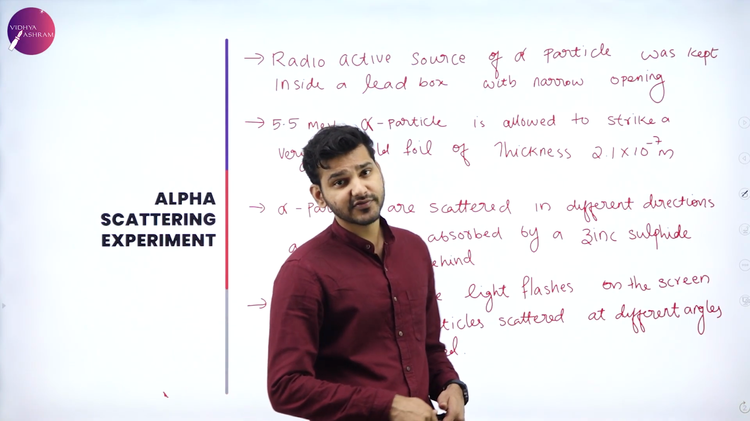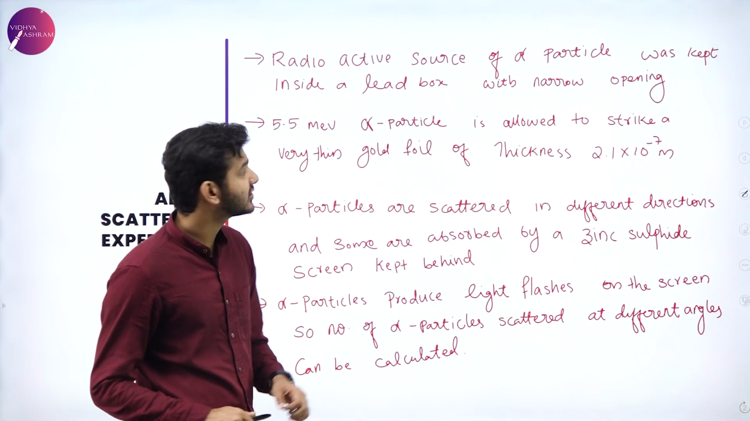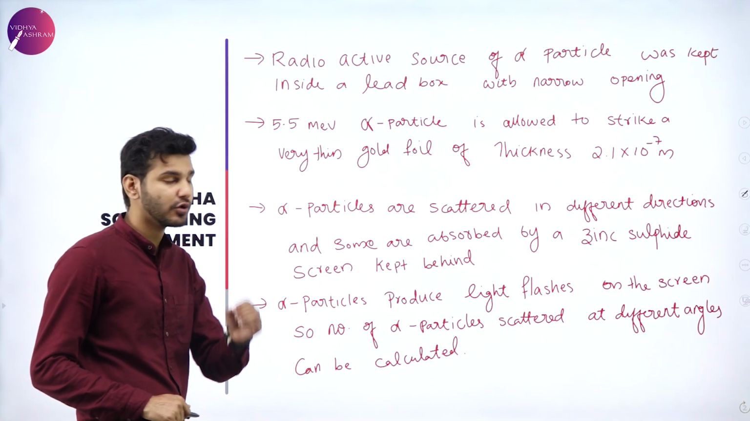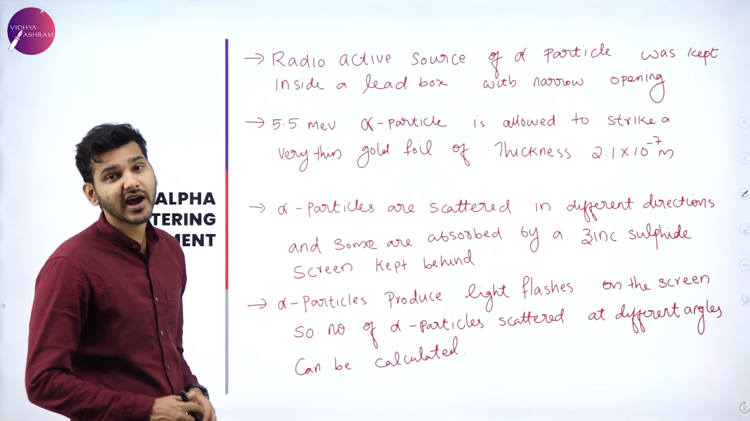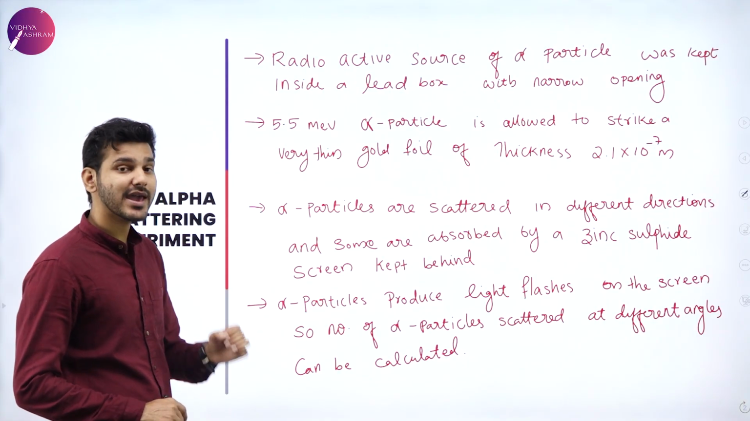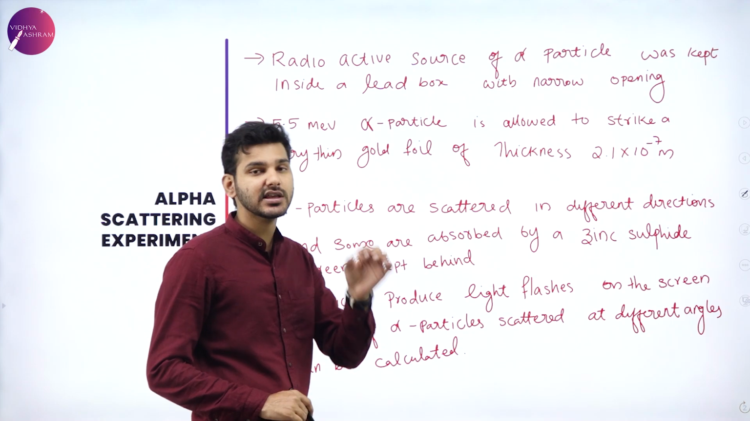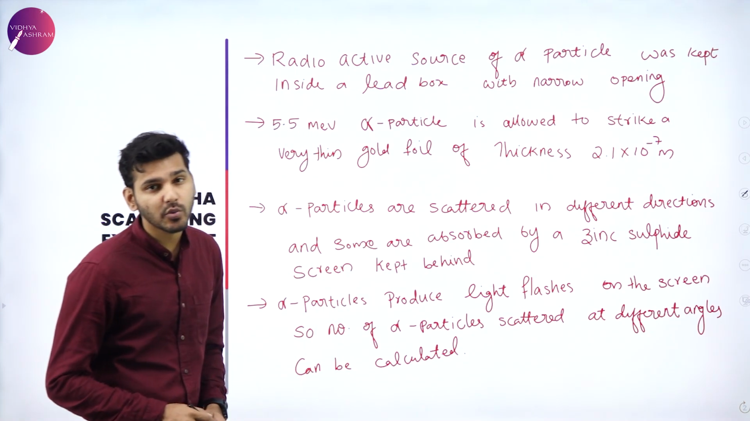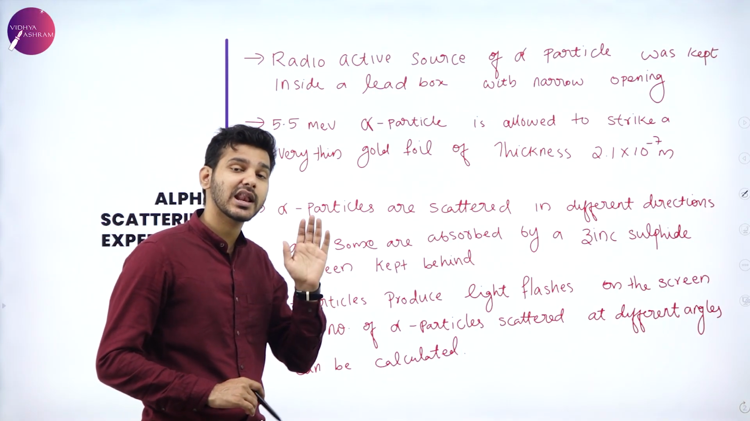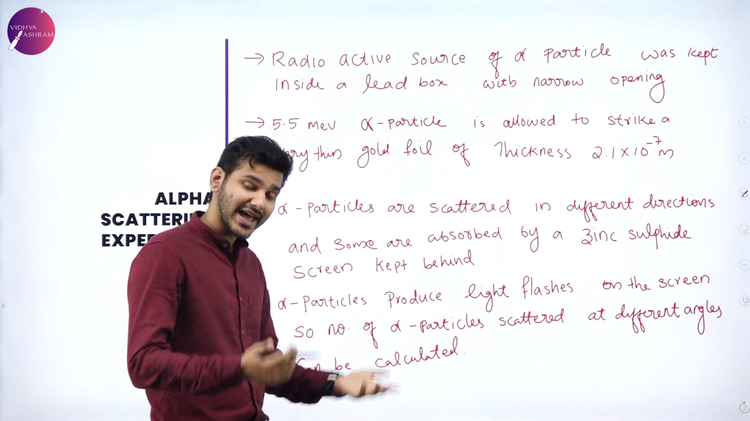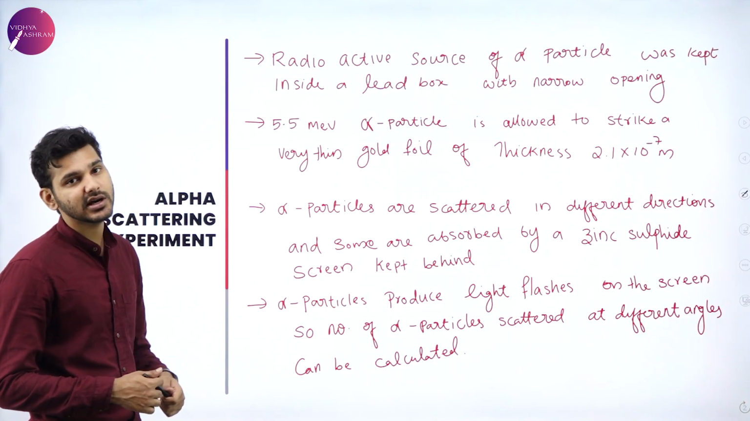So again, the procedure of the experiment is very simple, just what I explained. That is, a radioactive source of alpha particles was kept inside a lead box with a very narrow opening. Through this narrow opening, alpha particles of 5.5 MeV, that is 5.5 mega electron volts, were allowed to strike a very thin gold foil, which had a thickness of 2.1 × 10^-7 meters. When the alpha particles collided with the gold foil, they scattered, and this was recorded using a zinc screen which was kept behind this arrangement.